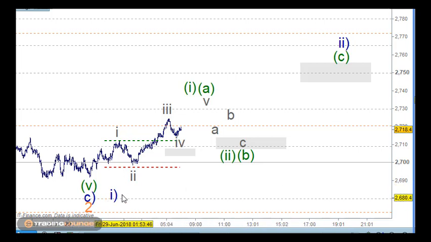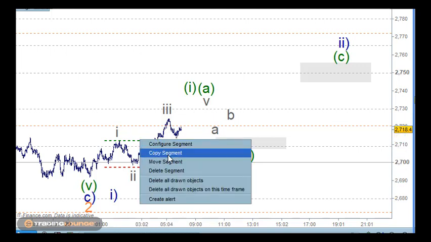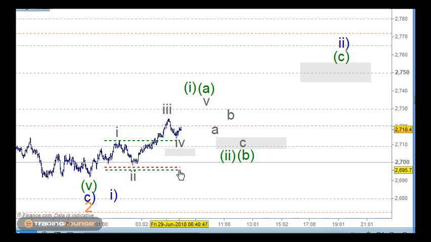There's another point that I need to make here too, is that this 1, 2, and 3 here so far is in 3 waves, so it can be corrective. So that means that it can fail and continue down here, and then I would be wrong. And as I mentioned before, if I can just copy that, I'll just put that green line there as well.